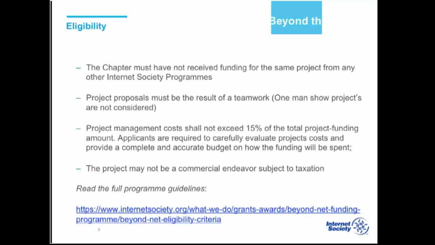Okay, a few more things about eligibility. The chapter must not have received funding for the same project from other Internet Society programs. If you apply for Beyond the Net, your project will be supported by Beyond the Net, so there is no need to apply to other programs for funding. That's why we request you to use the grant funding exclusively for the project.